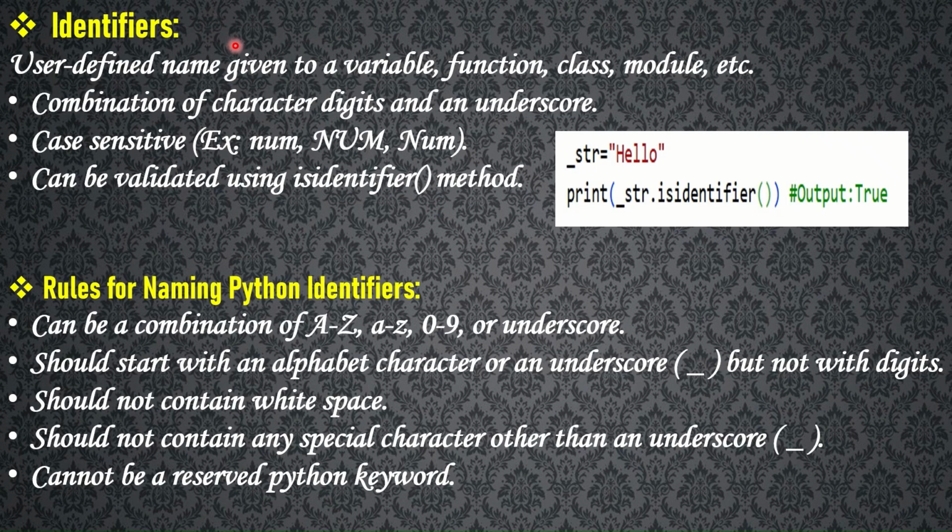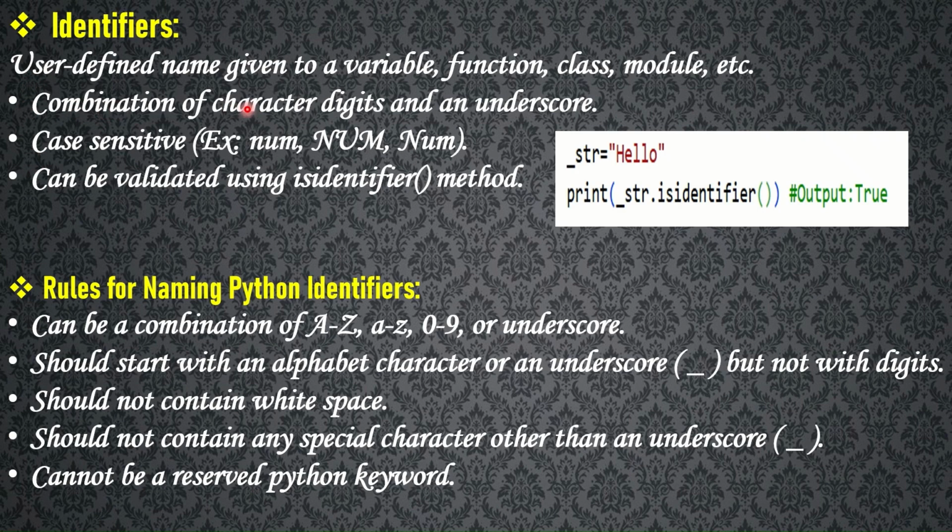An identifier in Python is simply a name that can be given to a variable, function, class, or module. Since the names can be decided by the user, we can call it a user-defined name. Any user-defined name given by the user to a variable, function, class, or module comes under identifiers. So these are the characteristics of identifiers.